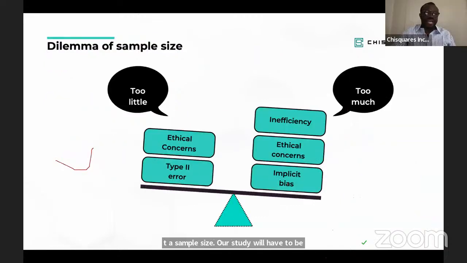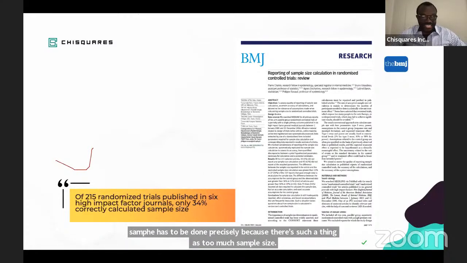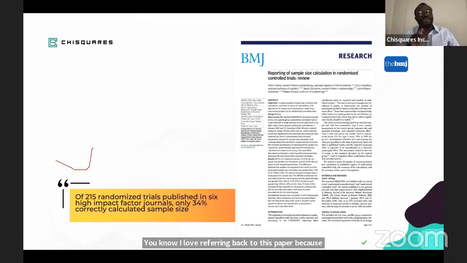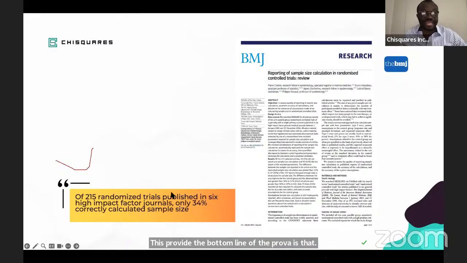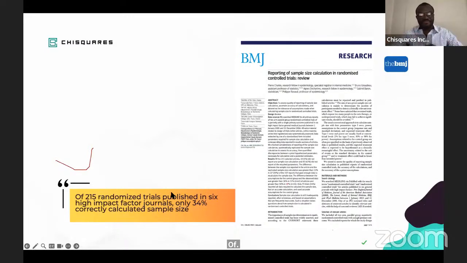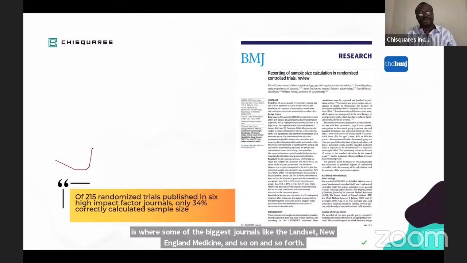Now, sample size has to be done precisely because there is such a thing as too much sample size. And I love referring back to this paper because it's quite alarming. The bottom line of the paper is that of 215 randomized trials published in some of the biggest journals, they found that only 34% correctly calculated sample size. Now, if that is not alarming, I don't know what is. And these were some of the biggest journals like the Lancet, New England Journal of Medicine, and so forth. So bottom line is that you have to determine sample size correctly.